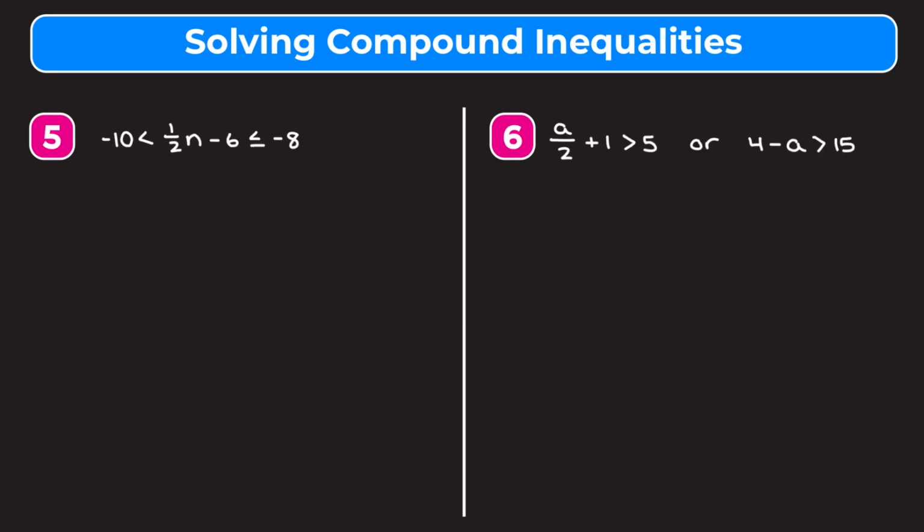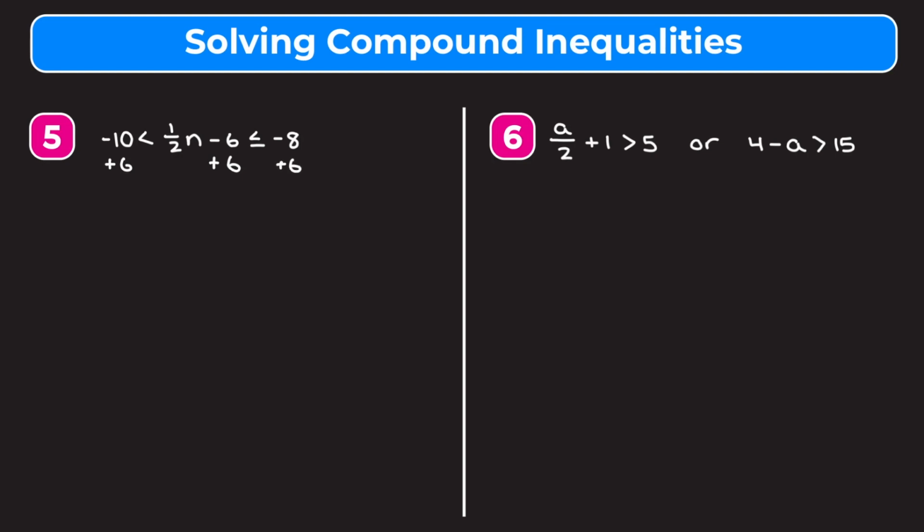For these last 2 examples, I encourage you guys to pause the video and try them on your own, and then you can watch me work through them to make sure that you solve them correctly. Let's jump into number 5. We have negative 10 is less than 1/2 n minus 6, which is less than or equal to negative 8. Our goal is to get the n by itself, so we're going to start by adding 6 to all 3 parts of our inequality.